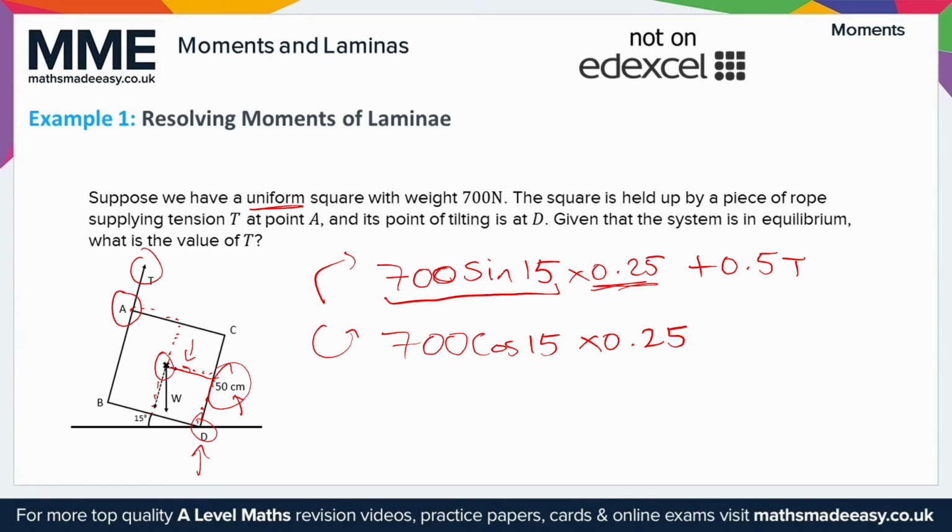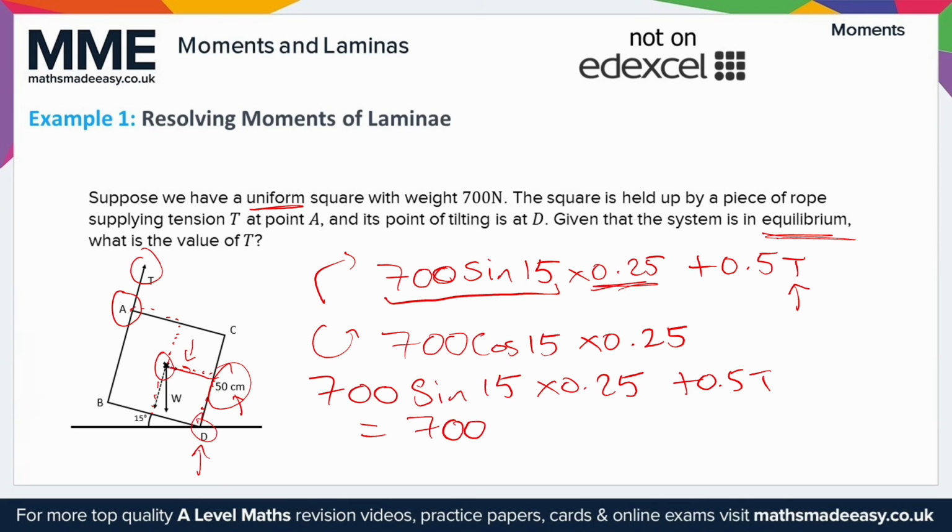And now we have two expressions with one variable, the T here. These should be equal. Why should they be equal? Well, the system is in equilibrium, so it's on the point of tilting, but it isn't quite tilting, so these two are just equal to each other. So we'll have 700 sine 15 times 0.25 plus 0.5T equals 700 cos 15 times 0.25, and you've got a linear equation to solve here. So if we solve this, we'll get T equals 247.5 newtons.